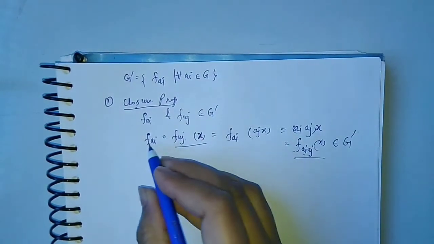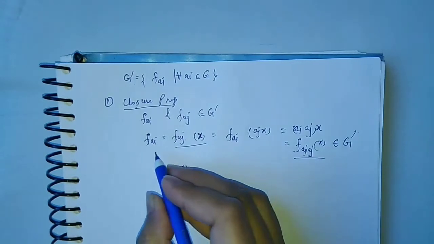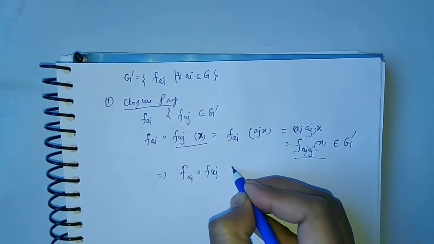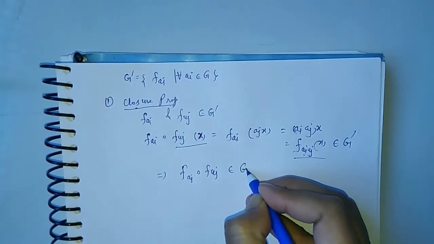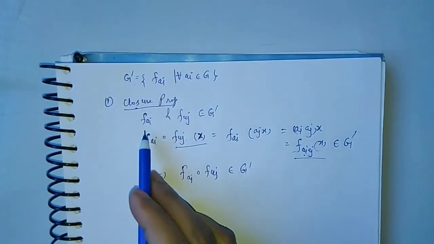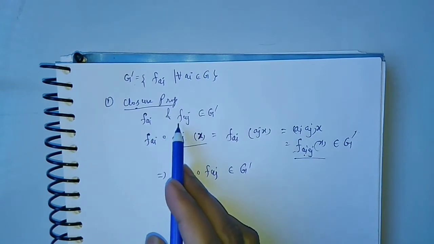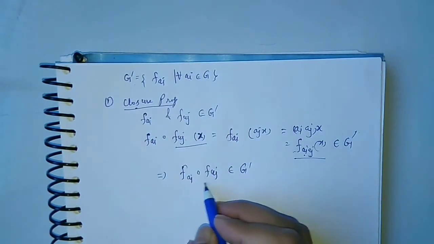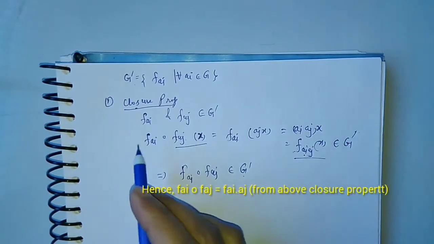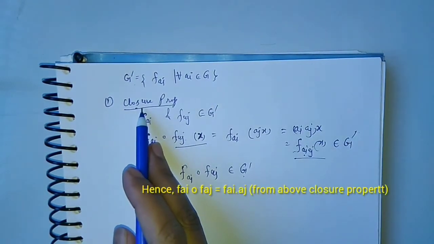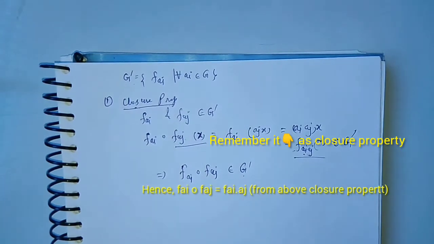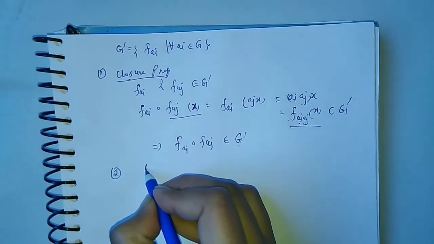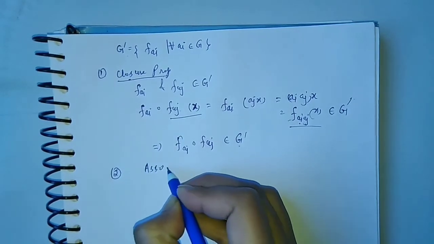This implies that this function f(ai) composition f(aj) also belongs to G dash. So we have proved that if any elements f(ai) and f(aj) are from G dash, then the composition of these two functions also belongs to G dash. So we have proved that it satisfies the closure property. Now we will prove that it satisfies the associative property also.